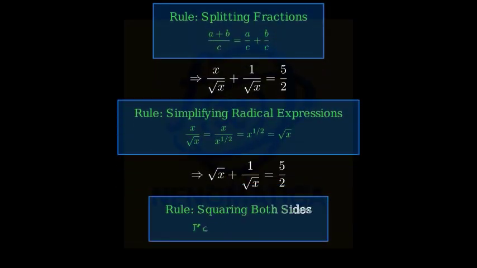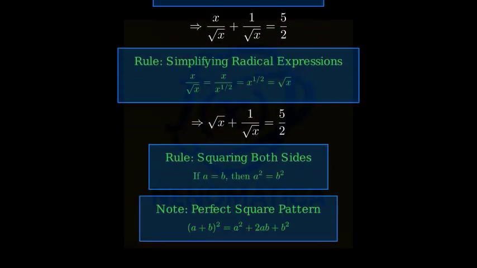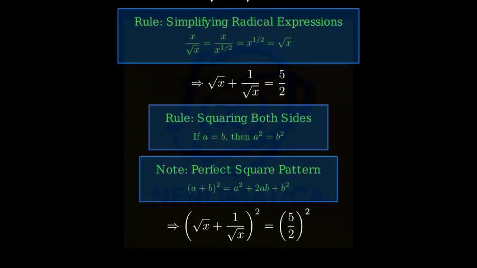But first, let's make an observation. Notice that the left-hand side has the form of a plus b, where a equals the square root of x, and b equals 1 over the square root of x. When we square this expression, we'll get a squared plus 2ab plus b squared. Let's see what happens when we square both sides.